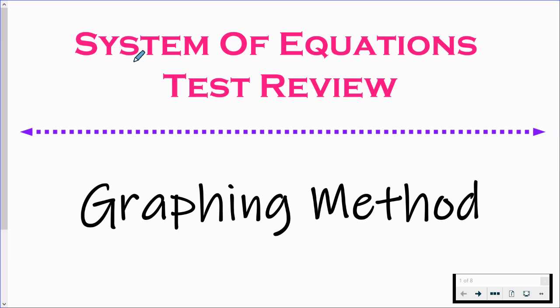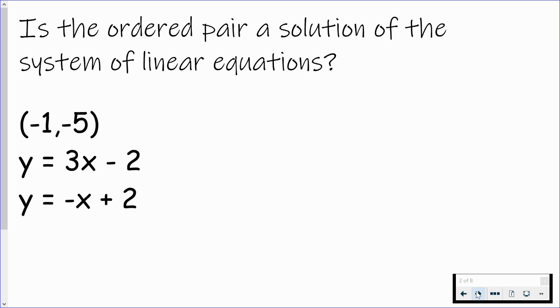Okay. So with graphing method, first, I wanted to just review with you how to test to see if an ordered pair is a solution to a system of linear equations. Okay, so we want to see if (-1, -5) is a solution. And what I mean is if it's a solution, that is the point in which the two equations intersect. Now, in order to test this, I'm going to take each equation.